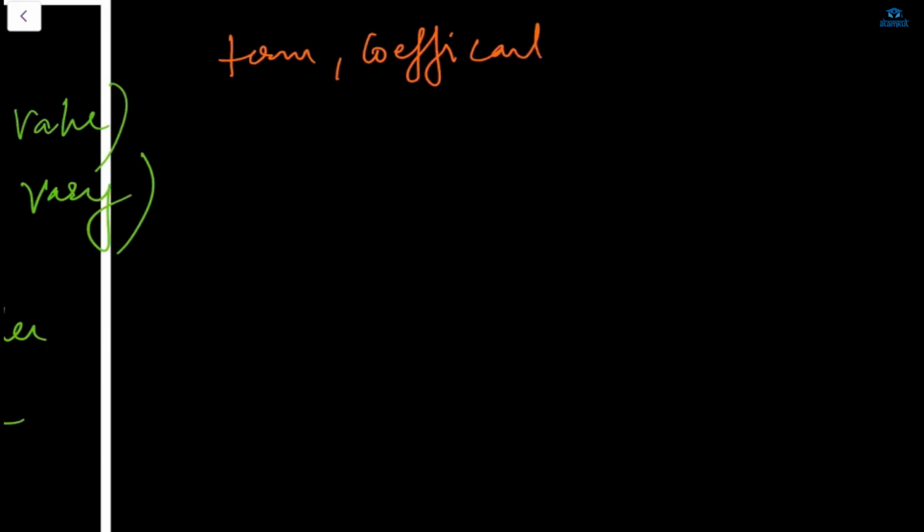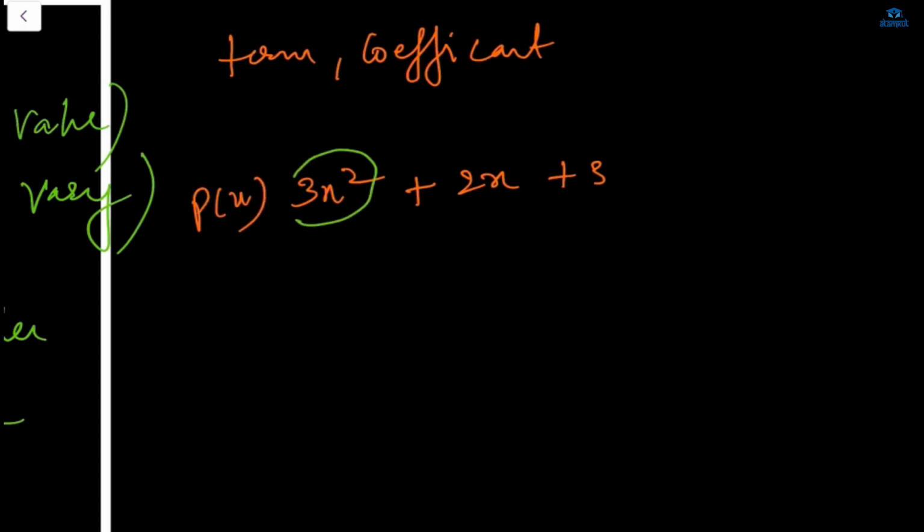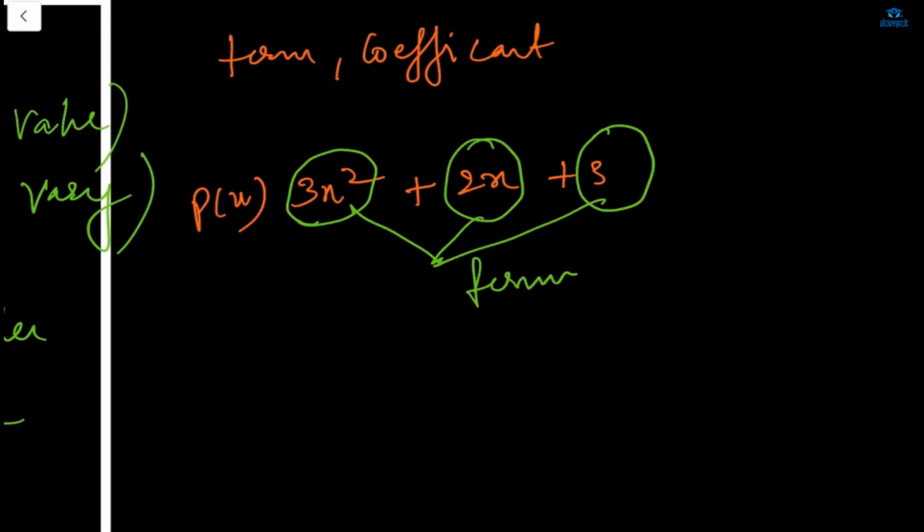Now, term: take a polynomial 2x plus 3. This is a polynomial p(x). The single values that are separated by the arithmetic operators are called the terms. And the coefficient is the constant value that is attached with the variable. I'll use a different color; this value is called the coefficient.